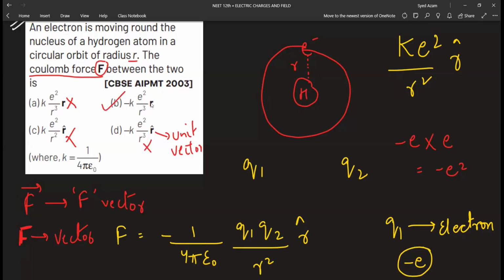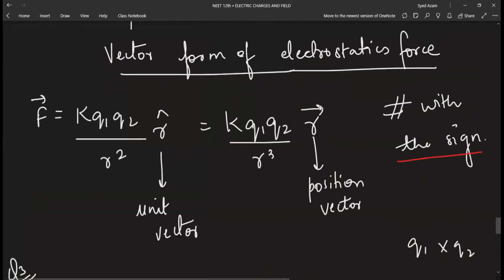See, r vector divided by r cube, or r cap by r square. Is this concept clear, Ibrahim? Okay, yes, ma'am. Write it. We'll see one more question based on this, but a numerical we'll see.